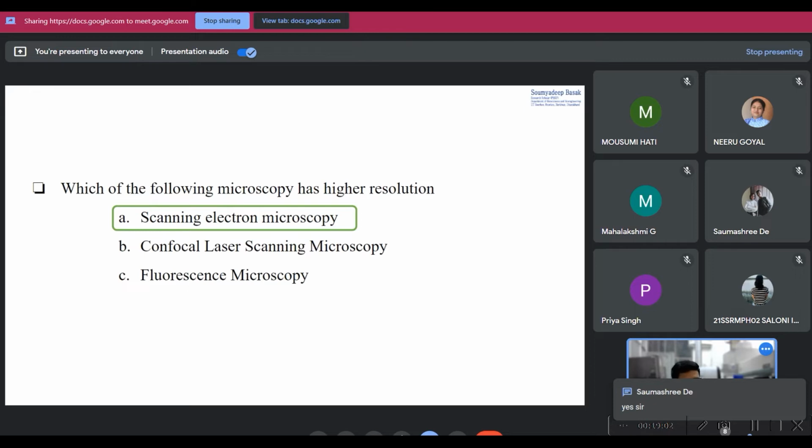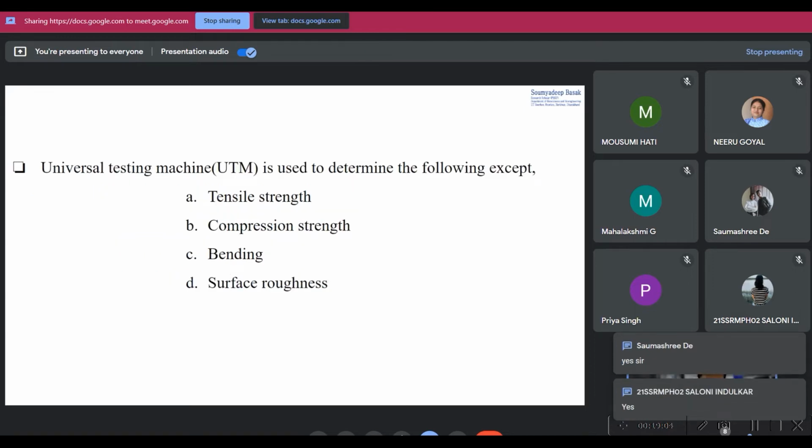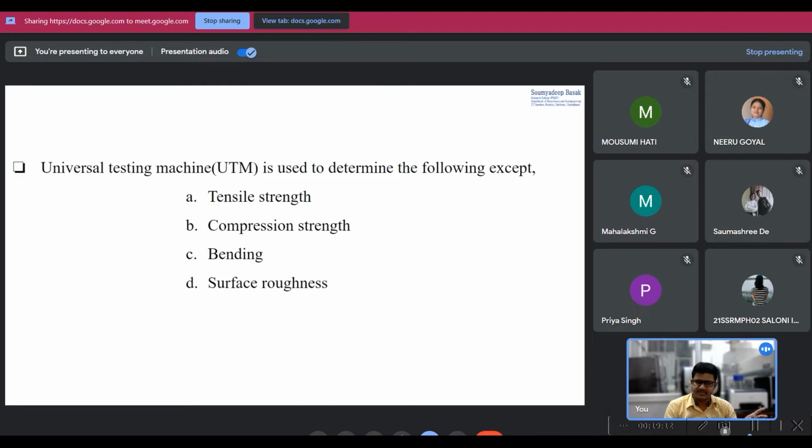Right. Okay. Next question: Universal Testing Machine, that is UTM, is used to determine the following except: tensile strength, compression strength, bending, and surface roughness. Right. Anyone else? This surface roughness, right?